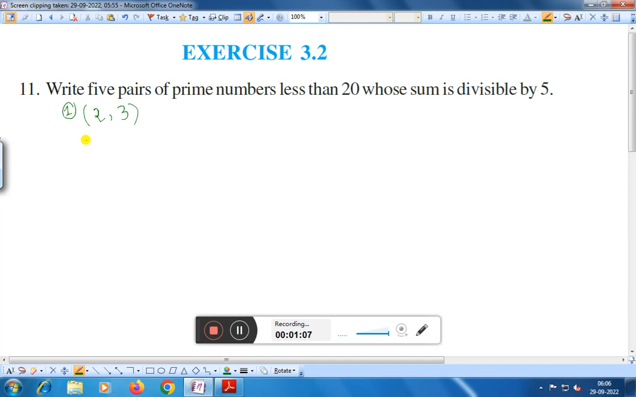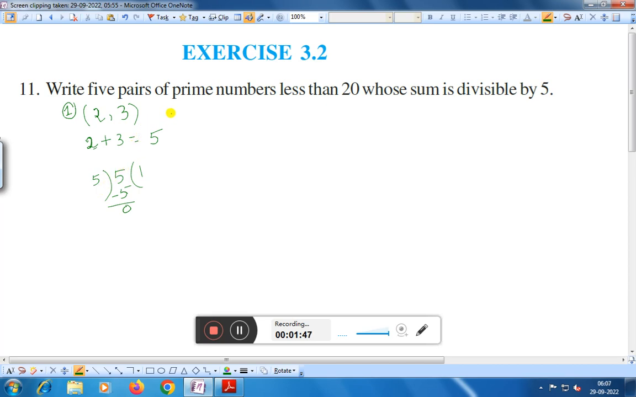Now if we add 2 plus 3, we are getting 5. Now 5 is also divisible by 5. That is 5 ones are 5, and it is divisible, right? Now in one pair we have taken 2, 3. If we add 2 plus 3, we are getting 5 and 5 is also divisible by 5.